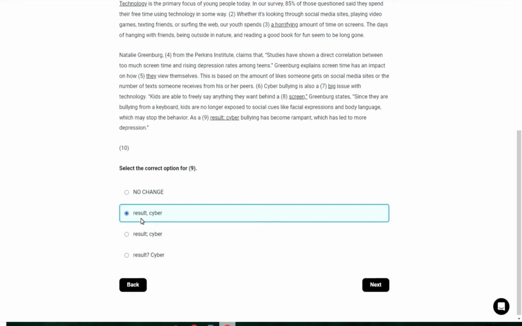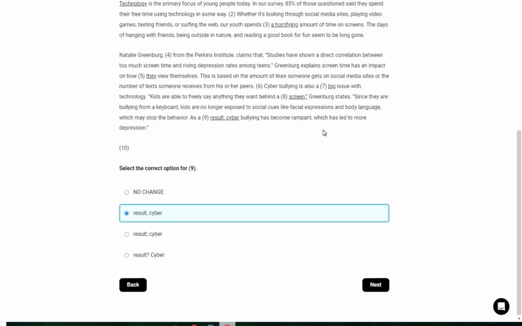The next one, as a result, and then we use a semicolon. And just for that same kind of trick that you can use right away in your head, let's replace it with "and" and read it. As a result, and cyberbullying. That doesn't make sense. Right away, think about it, it doesn't make sense at all. And the last one is kind of that similar thing. Just read it. As a result, cyberbullying has become more rampant. It doesn't really make sense.